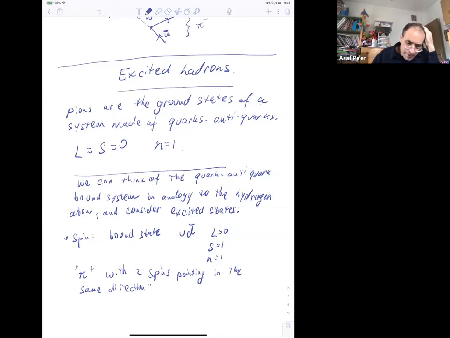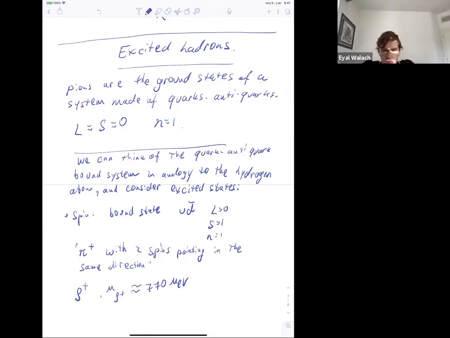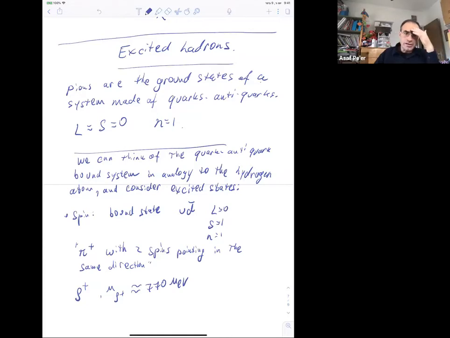Right? But this is really a different particle, with a different mass. The different particle is called the rho. This is the rho plus. And the mass is much heavier than that of the pion. It's 770 MeV. Right? So the rho plus particle has the same ingredients, made of the same basic quarks as that of the pion, but both spins are in the same direction.